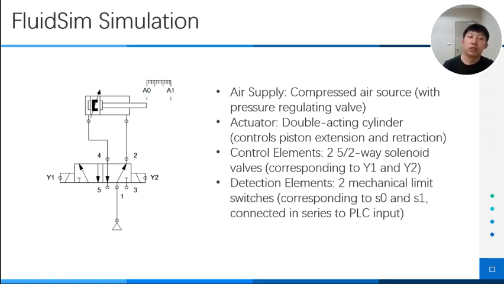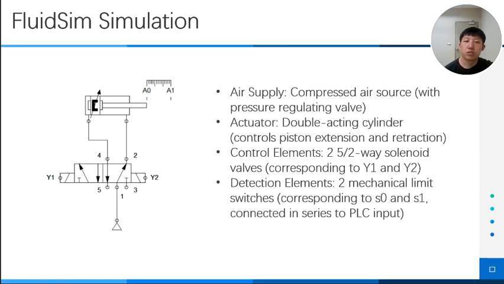This page shows the flow-theme pneumatic circuit parts. The circuit has 4 key parts. First, air supply. It compresses the air with a pressure value, giving stable air pressure. Second, the actuator is a double-acting cylinder. It controls the piston's extension and retraction directly.